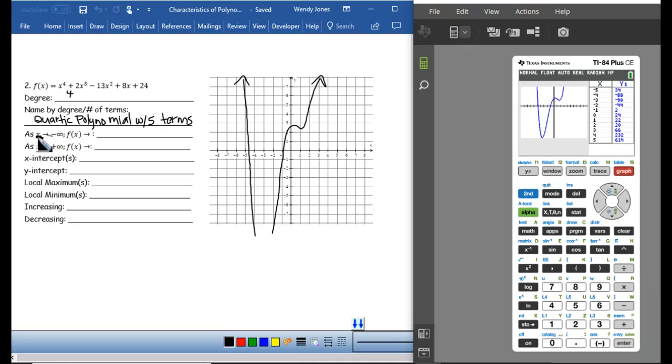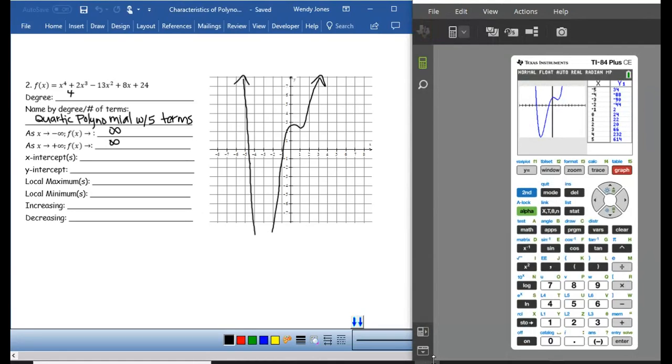Remember, this first statement is talking about the x values as they approach negative infinity, which means we want to focus on the left side of the graph. Where is it headed? Positive infinity. The second statement looks at the x values that are approaching positive infinity, so we want to focus on the right side of the graph. Where's the graph headed on the right? To positive infinity. X-intercepts. I can tell that the graph crosses the x-axis 2 times.